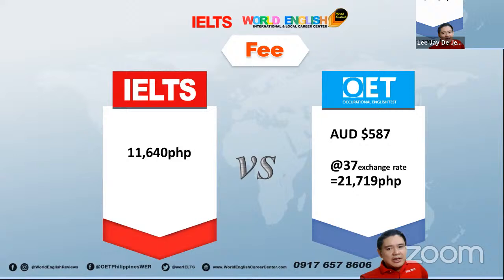However, OET is pegged to the Australian dollar because the original owner of OET is in Australia, in Melbourne, the Box Hill Institute. Well, now it's called the Cambridge Box Hill Institute of Melbourne, but originally it was just the Box Hill Institute of Melbourne. Okay, so it's now currently $587 if the exchange rate is at 37 pesos. So it will cost you almost 22,000. So 21,700 pesos for now. It used to be a bit more expensive at one point. Umabot siya ng, it reached like 24,000. So it depends on the exchange rate.